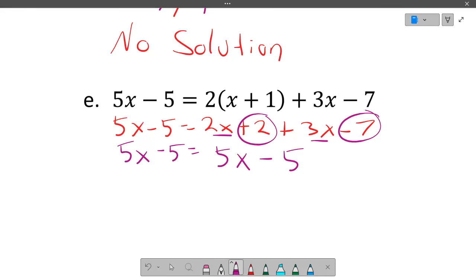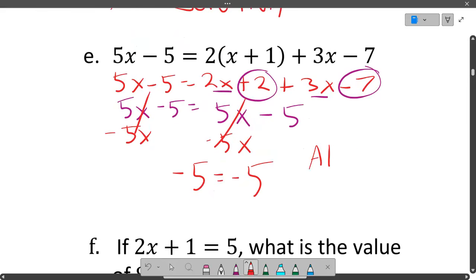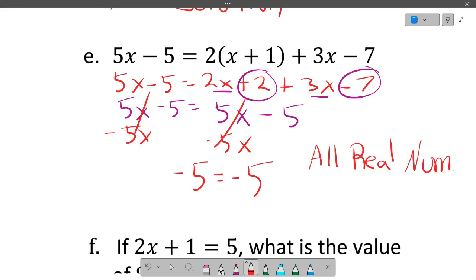We can verify it. Again, same process we did above, but notice the difference. My variables cancel. I'm left with a statement claiming that negative 5 equals negative 5. Is that true? Yes, negative 5 does always equal negative 5, which means the value of x does not matter. Therefore, our solution set is all real numbers. Okay? All real numbers.